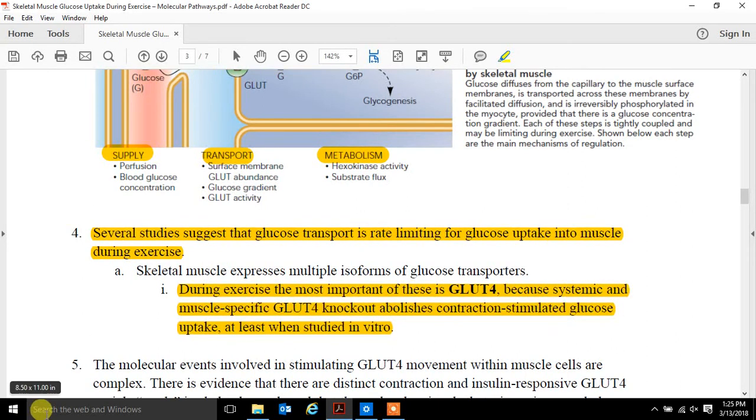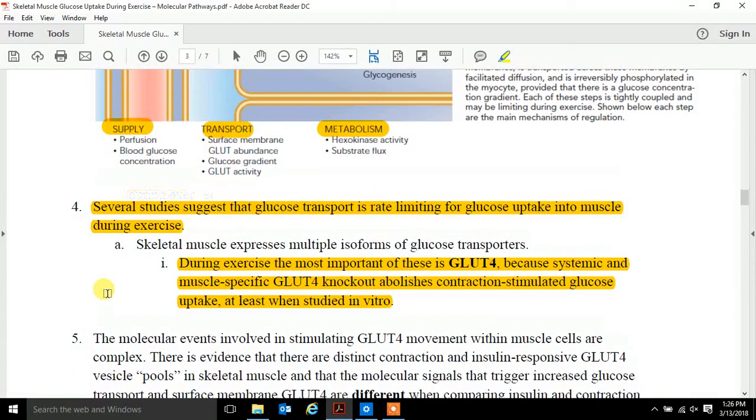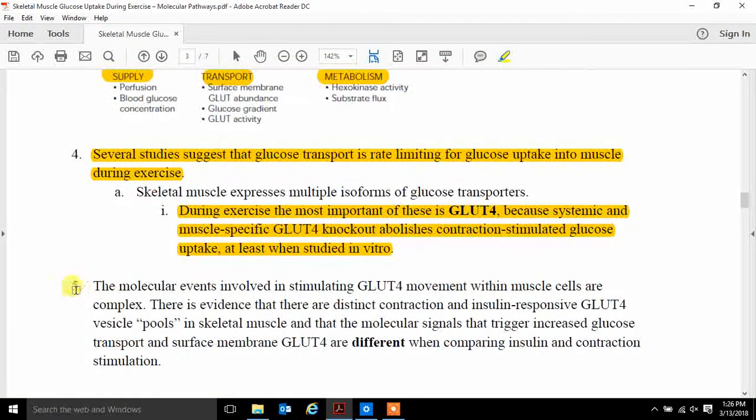And we know this because if you take an animal model and you knock out, go in and prevent that GLUT4 transporter from being expressed within these animal models, it abolishes the contraction-stimulated glucose uptake, at least when we're studying in an animal model. Can't do that in humans, so it gets a little more challenging.